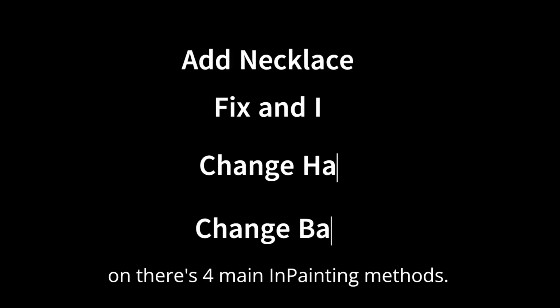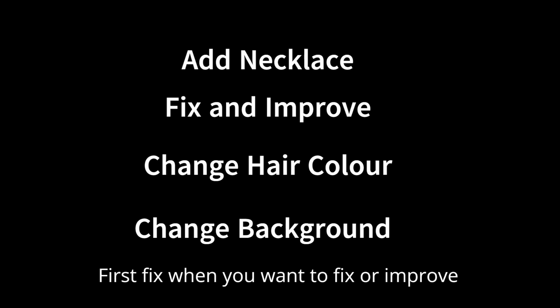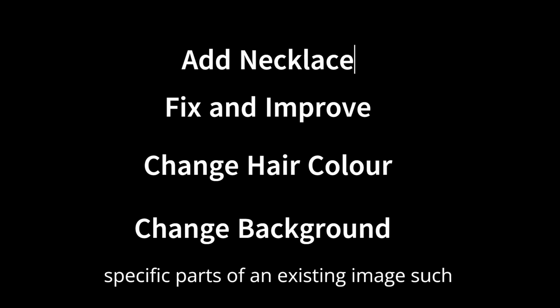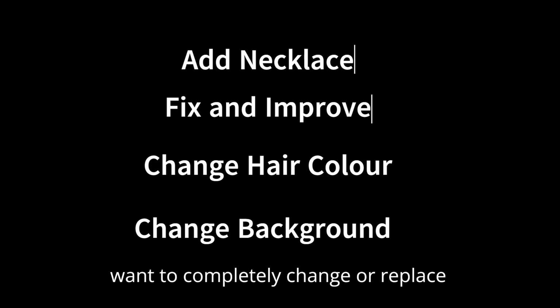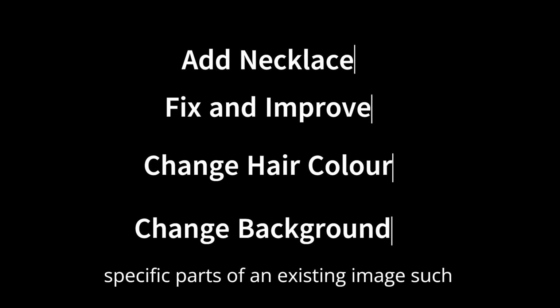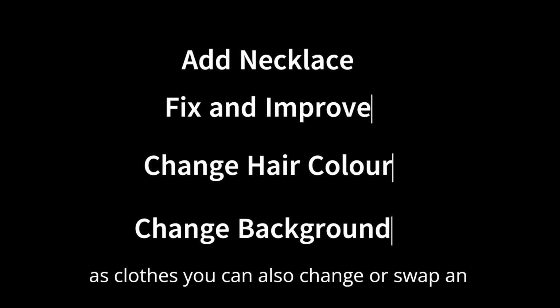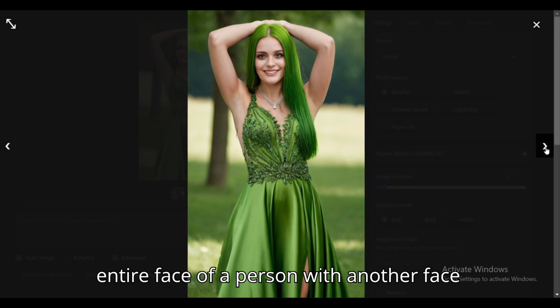There are 4 main inpainting methods. First, fix, when you want to fix or improve specific parts of an existing image such as crooked teeth. Second, change, when you want to completely change or replace specific parts of an existing image such as clothes. You can also change or swap an entire face of a person with another face.